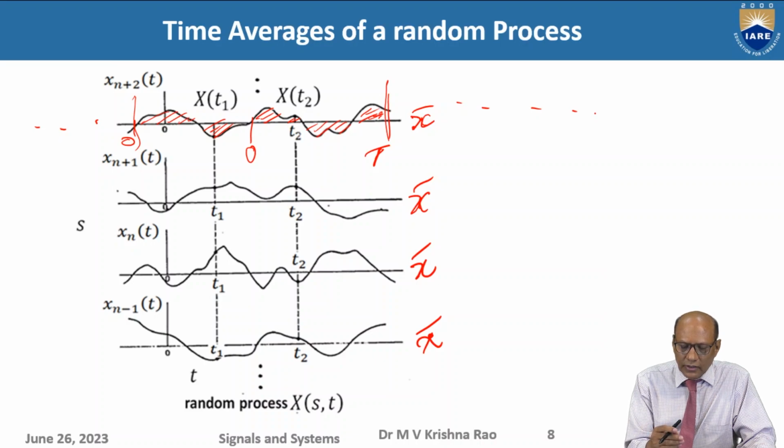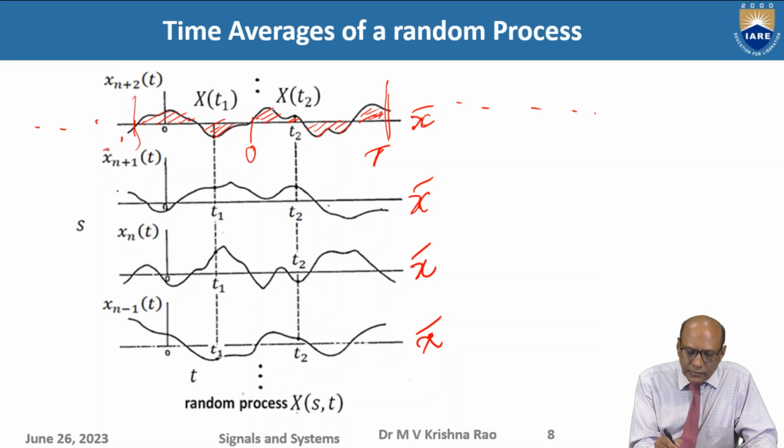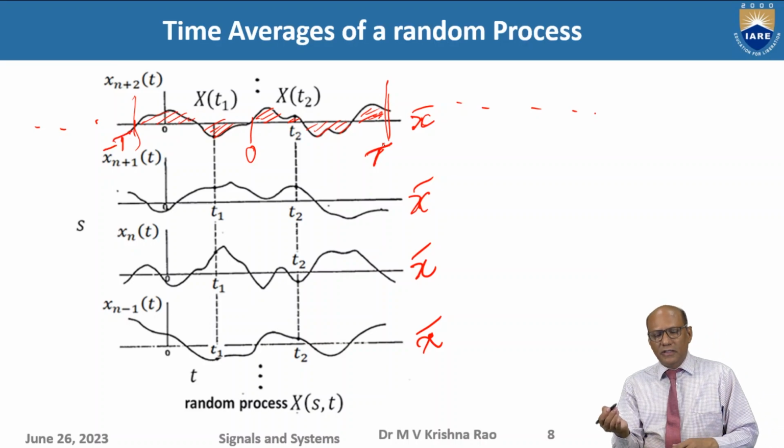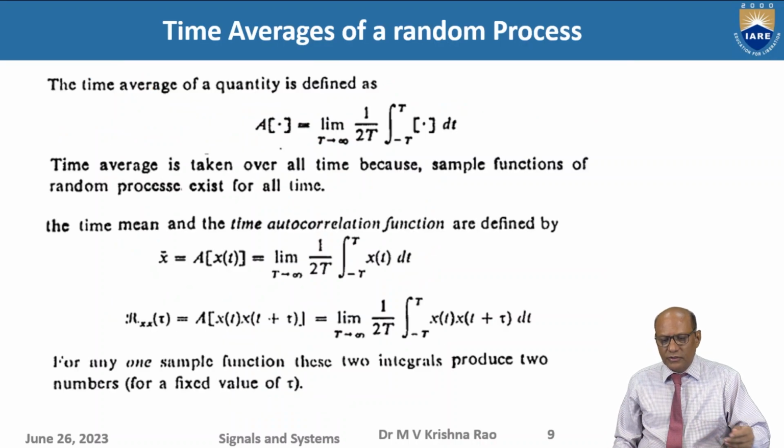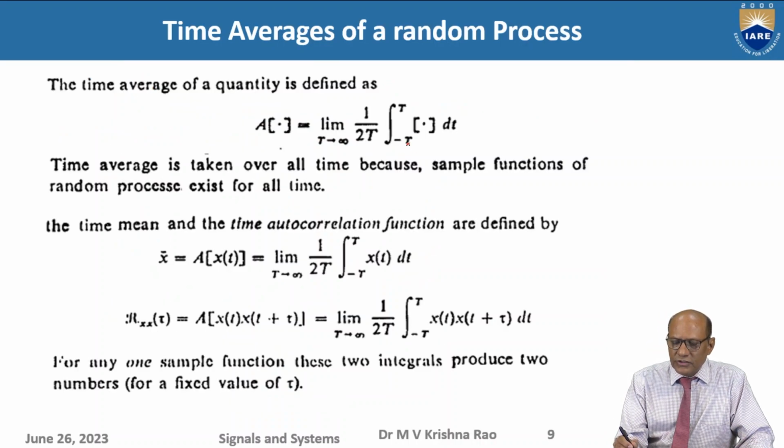I will put 0 here. This is minus t. This is plus t. Then the width becomes 2t. So here, minus t to plus t.